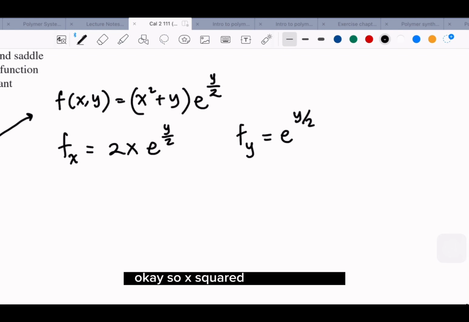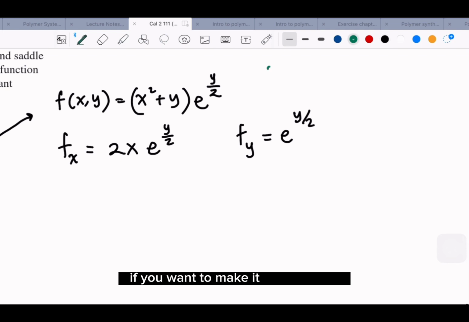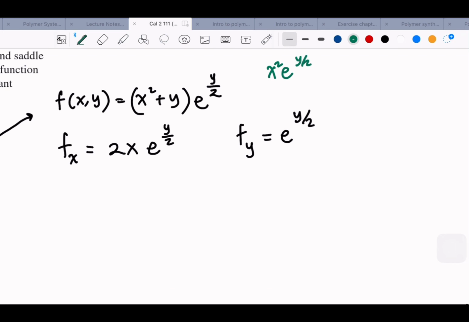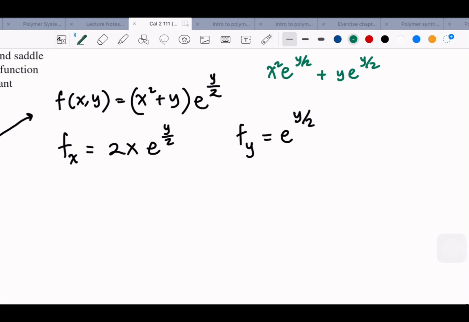Okay, so x squared, y is a constant. Okay, I think this will be correct, the first one. So partial y, e, and then the other one will be 1, and then x squared. Or if you would like, maybe if you want to make it into this way, I think this is also okay, and then derive each one with respect to y. So this will get you to x squared.